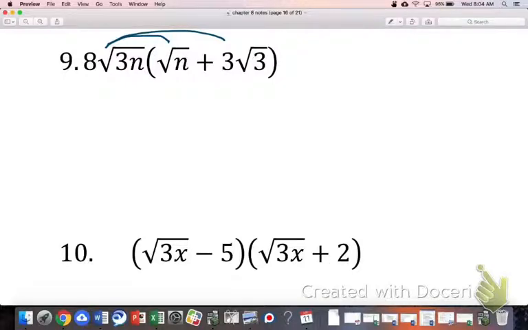Let's remember that the distributive property is essentially a multiplication. So I'm going to write this out as 8 root 3n times root n plus, and I'll get the next term in there in a second. But you see all I've really done here is I've multiplied this times that. And then in just a second, I'll multiply the 8 root 3n times the other term. Make sense? Okay. So then when I multiply on that second part of the distributive property, it'll be 8 root 3n times 3 root 3.